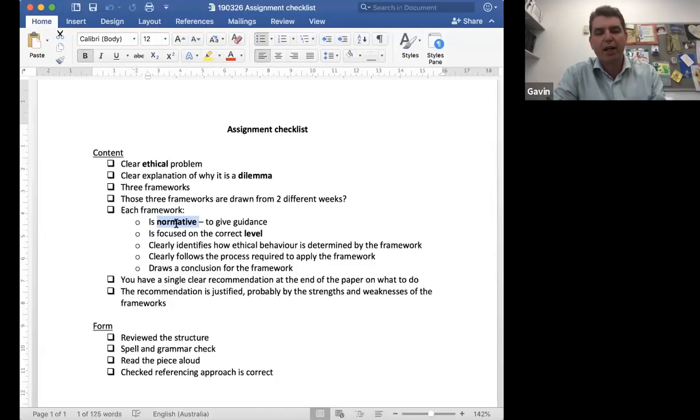With that, identify how an ethical behaviour is determined. Be very clear what the decision rule is. Okay, so with each framework you determine what is ethical based upon a decision rule. This is what the framework says. You determine ethical behaviour by this. So you want to clearly communicate that to the marker. You want to clearly communicate the steps you've got to go through to apply the framework. And then you've got to determine whether the act is ethical or not.